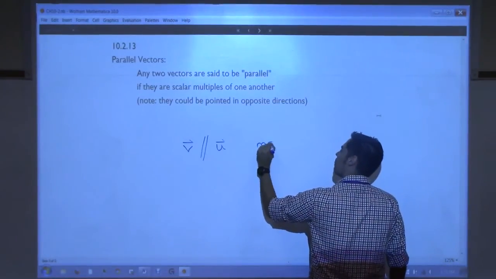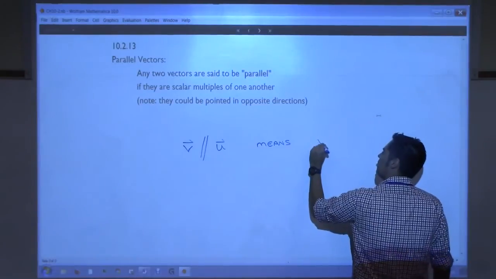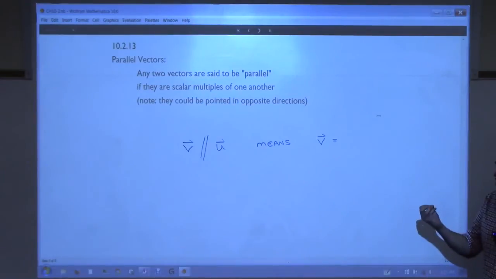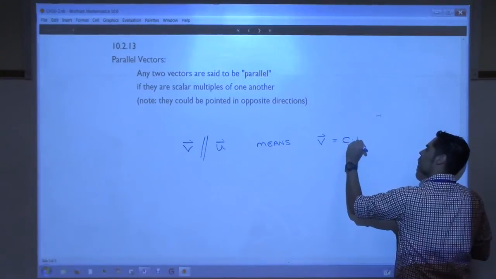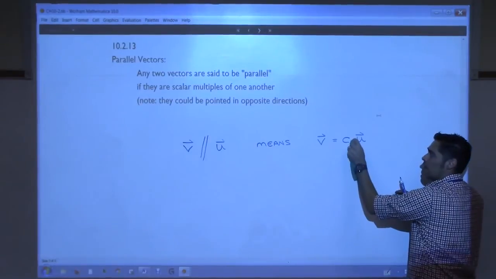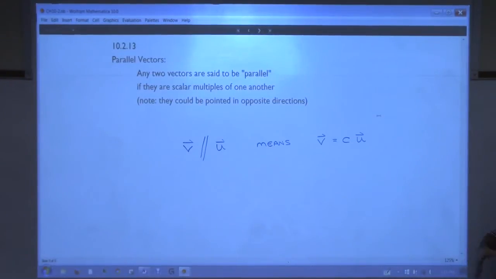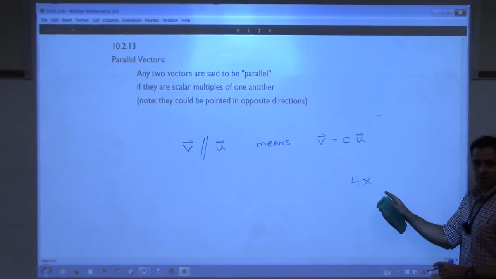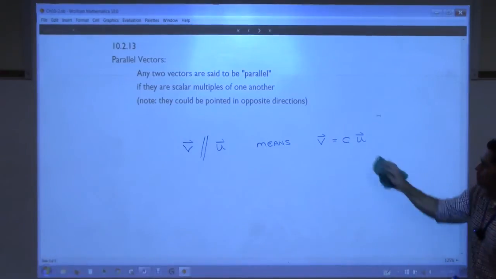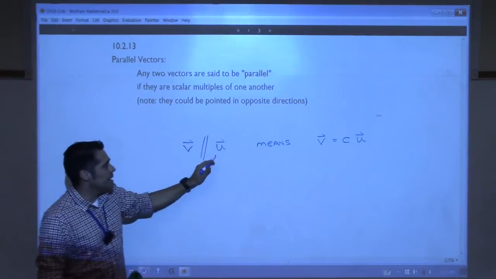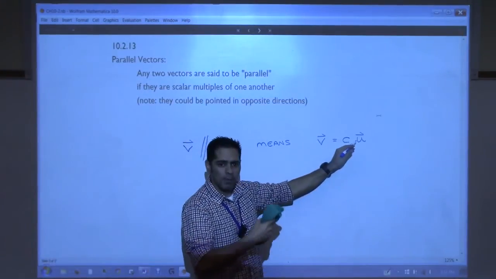Means that V equals what? How is it connected to U? It has to be a scalar multiple. So CU. Now I'm going to stop putting this dot, okay? And the way that you know that's multiplication is the same way that you used to know that 4x is multiplication, right? 4 times x? Yes? So that's what this definition means. Okay, for two vectors to be parallel, it means that V is some scalar multiple of U.